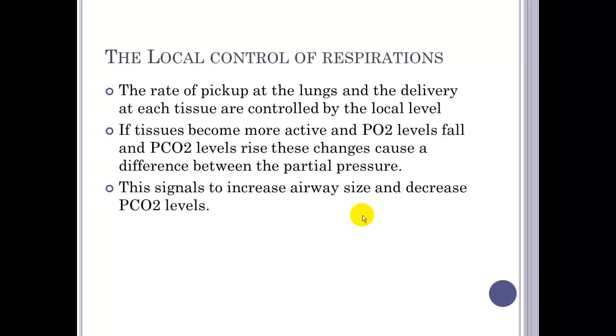Local control of respirations. The rate of pickup at the lungs and the delivery at each tissue are controlled at the local level. If the tissues become more active, PO2 levels fall and PCO2 levels rise. These changes cause a difference in the partial pressure. This signals to increase airway size and decrease PCO2 levels. So very simply, if you have a rise in CO2, your body is triggered, oh my gosh, I've got to get rid of that, so your respirations increase.